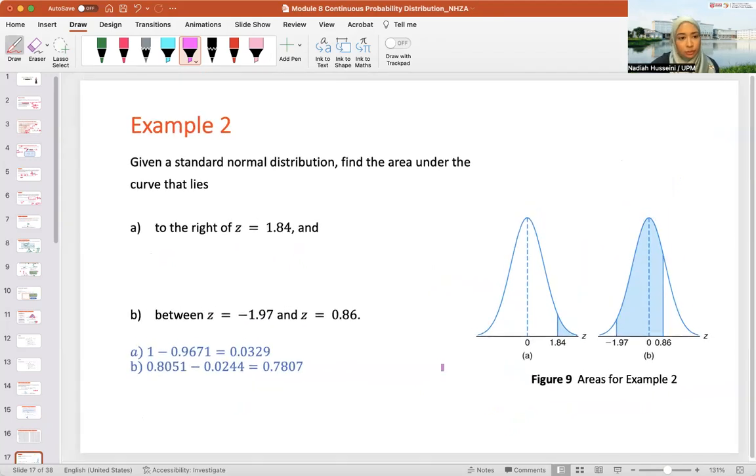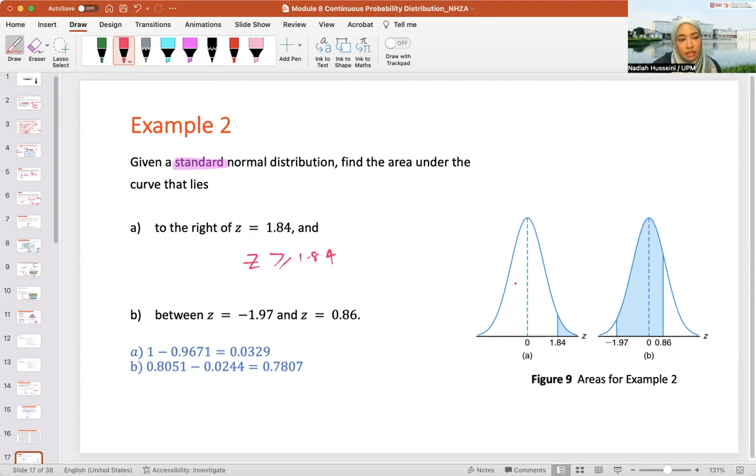Okay, example number two. Given a standard normal distribution, the word standard here, find the area under the curve that lies to the right of z equals 1.84. So we have our z value as 1.84. We want to know what is the probability of our random variable having a value greater than 1.84. So I need to say z, not x, z being greater or equal to 1.84. So this is what you'll be trying to find.